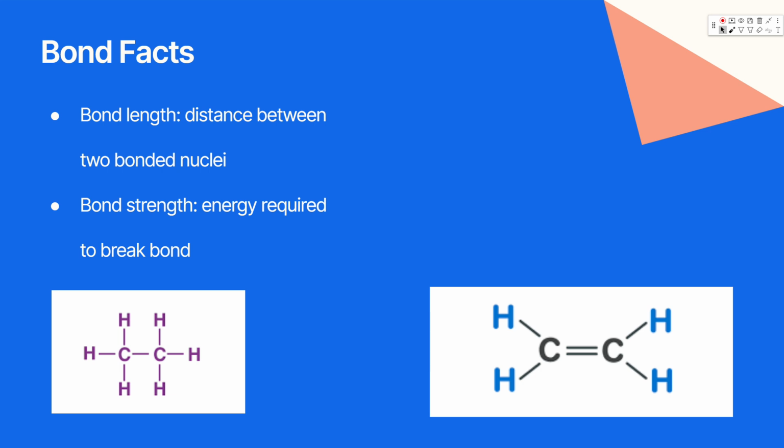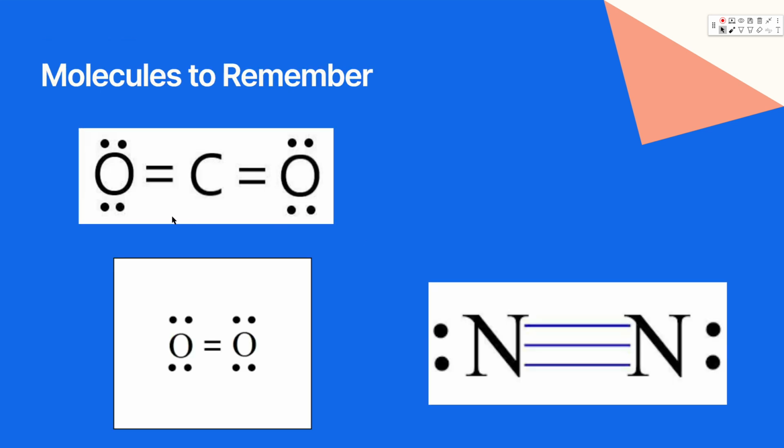Over here, you have 2 hydrocarbons, one with a single bond and one with a double bond. My hydrocarbon with a single bonded carbon is going to have a larger bond length than my double bonded carbon, because my double bonded carbon will pull the 2 carbons closer together. Some molecules to remember is that CO2 and O2 both have double bonds, and N2 will always have a triple bond.